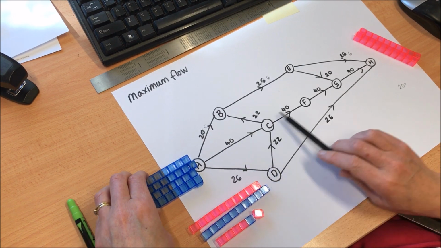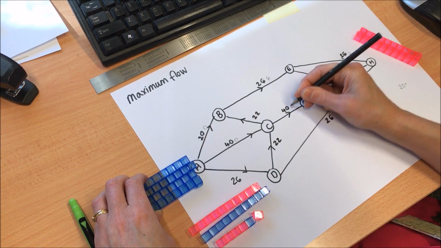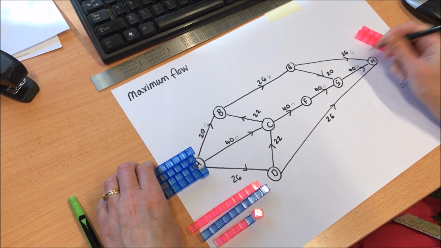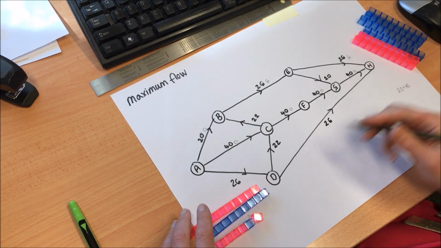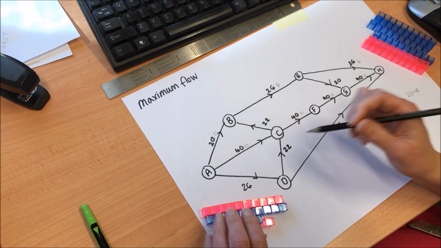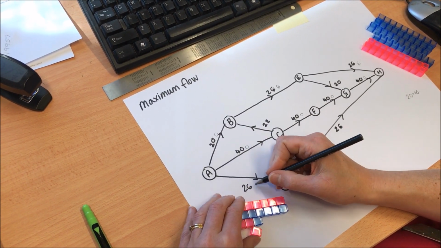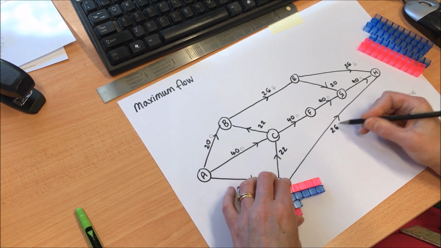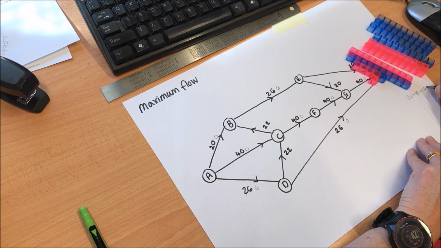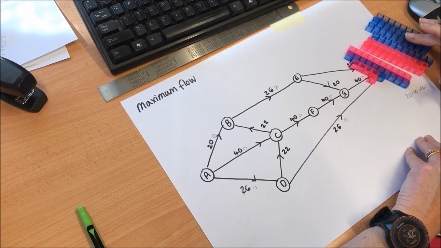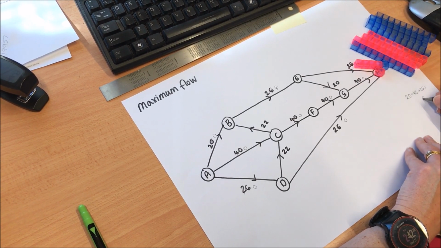Now if we look, we've got 40, 40, 40, 40, so we can move all these cubes directly along to the end. Now here we have 26 cubes. Now we can move 26 down here, which gives us 0, and 26 down here, that gives us 0. This gives us a total maximum flow: 20, 40, 60, 80, 86.